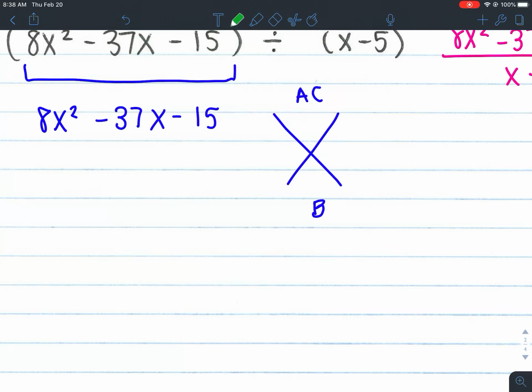So our A here is 8, B is negative 37, and C is negative 15. I want to make sure those are in standard form, because if it's not, then my A, B, and C are going to be out of order. Okay, so then A times C, which is 8 times negative 15, is going to be negative 120. And then my B is negative 37. And I'm looking for 2 numbers that multiply to negative 120, but add to negative 37.